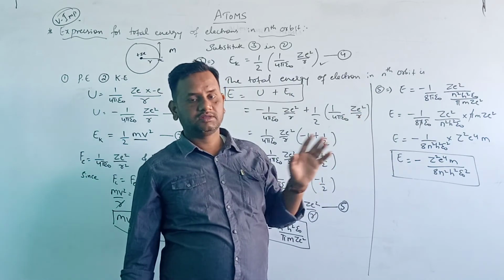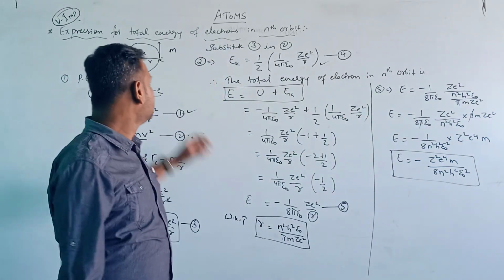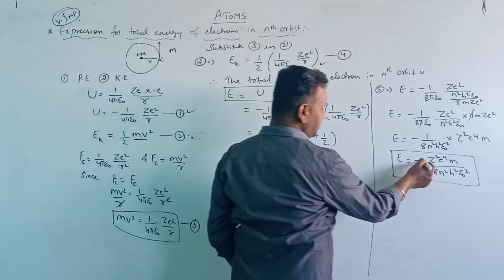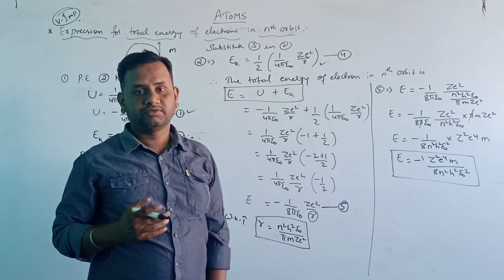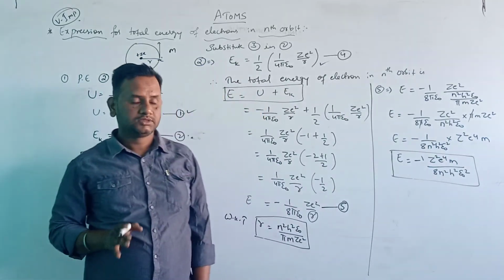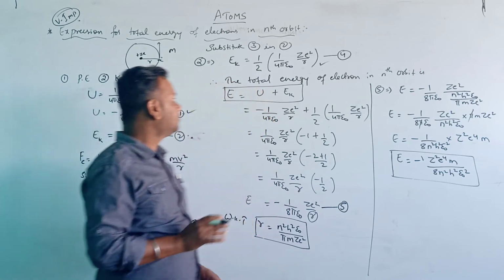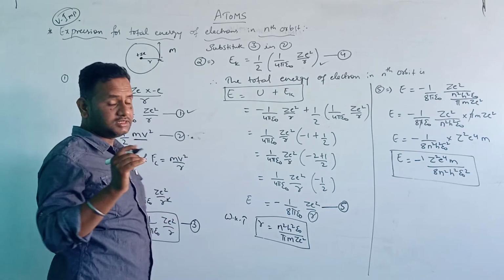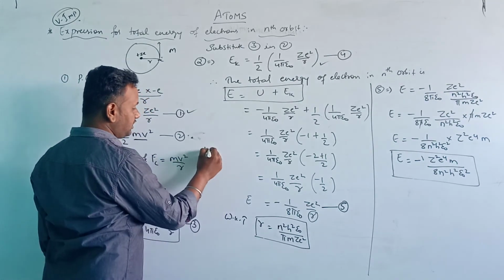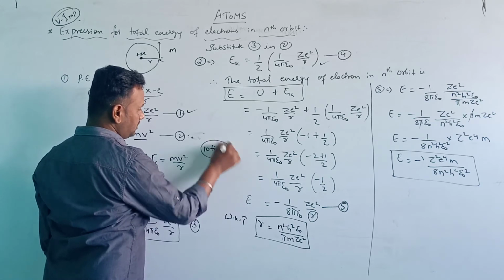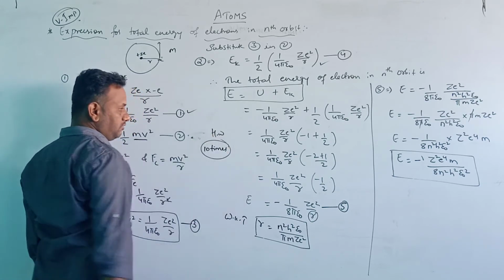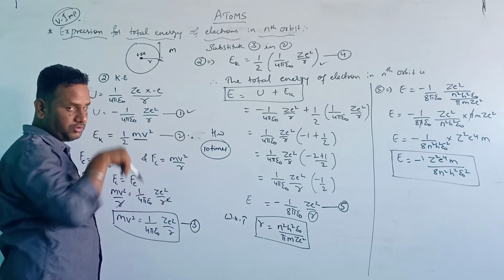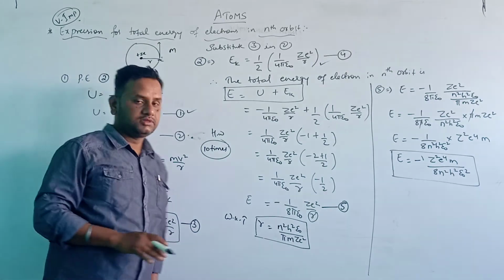So this is the required expression for the total energy of the electron in the nth orbit. Here the negative sign indicates that the electron is bound to the nucleus. This is what you should remember. For today's homework, you should practice this derivation at least 10 times. Okay, thank you.